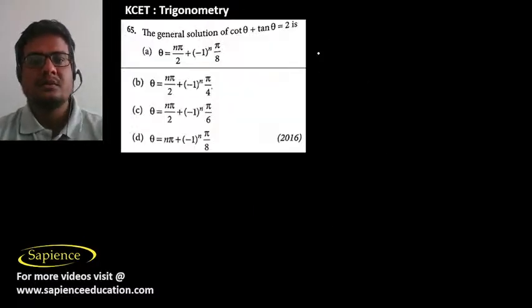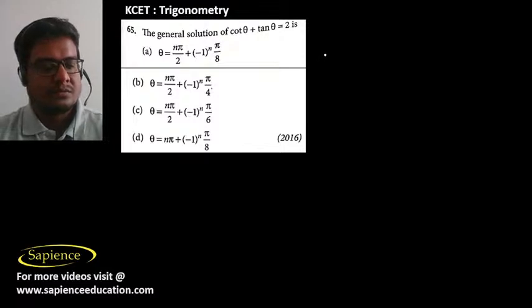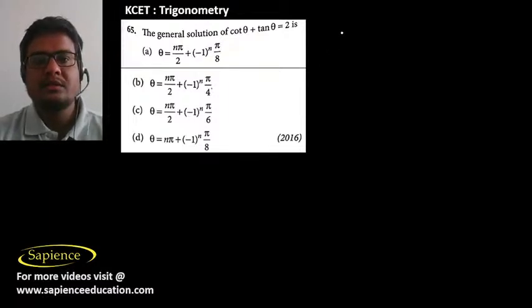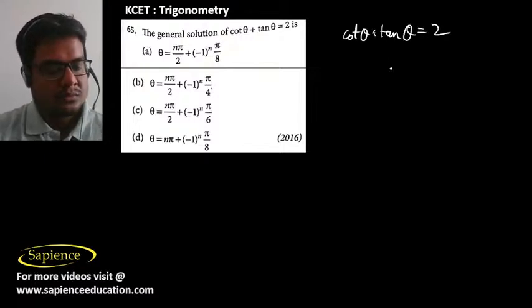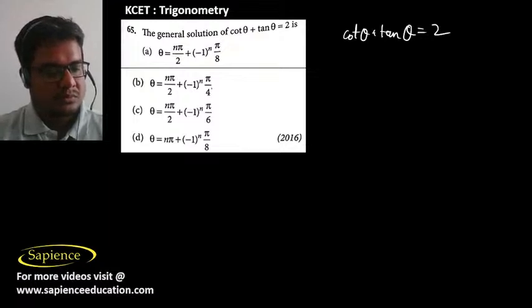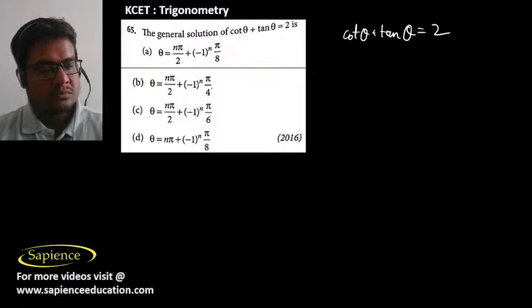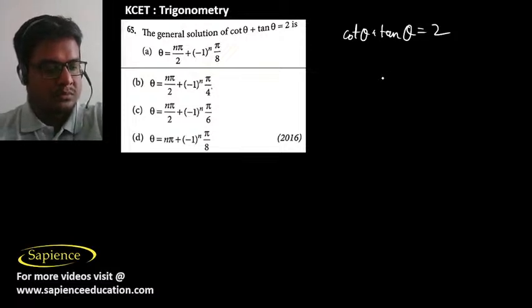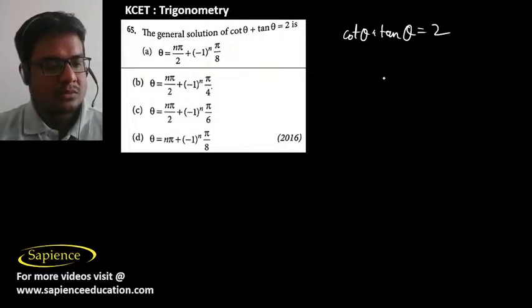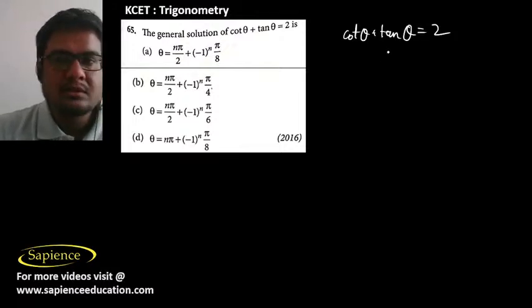And in question number 65, it has been told that we have to find the general solution of the equation cot theta plus tan theta is equal to 2. Cot theta plus tan theta is equal to 2.